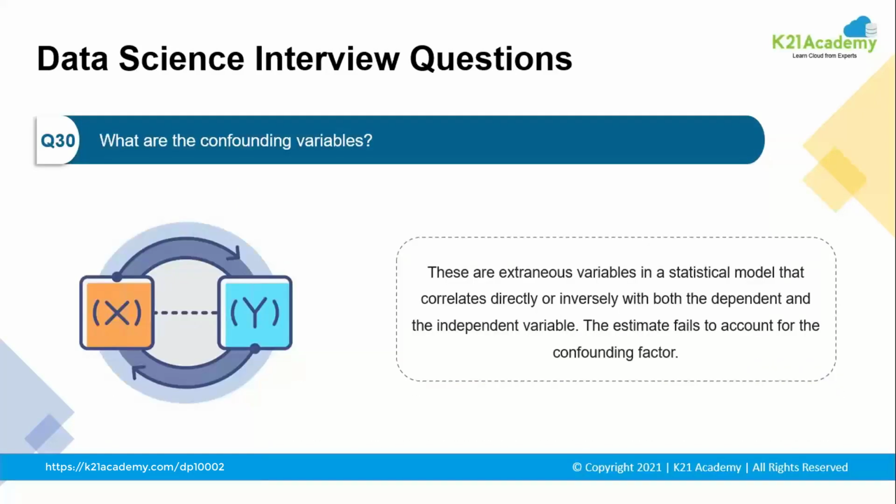So moving on to the next question, what are confounding variables? These are variables in a statistical model that are correlated directly or inversely with both the dependent and independent variables.